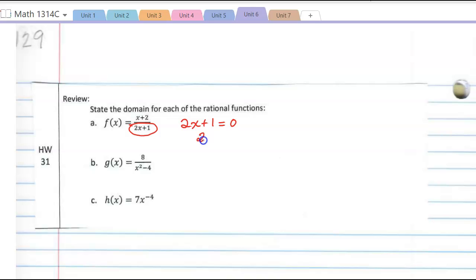When we solve this by subtracting 1 from both sides and then dividing by 2, we find that if we were to let x equal negative 1/2, the denominator would equal 0, and thus my function would be undefined. So the domain will be every number except negative 1/2. So it will be from negative infinity to negative 1/2, as well as from negative 1/2 to positive infinity.